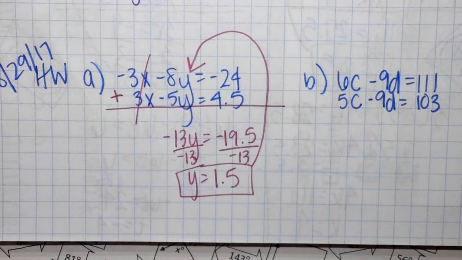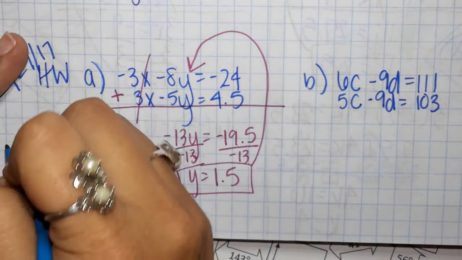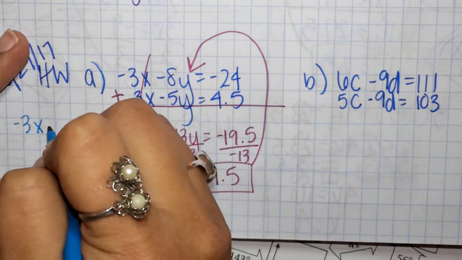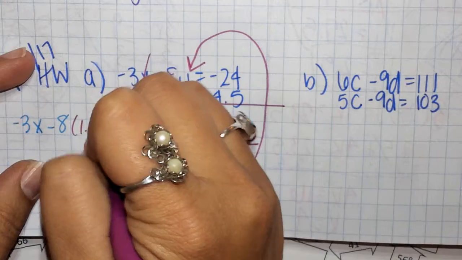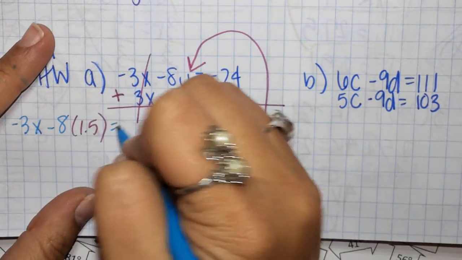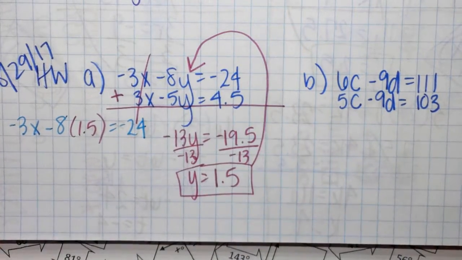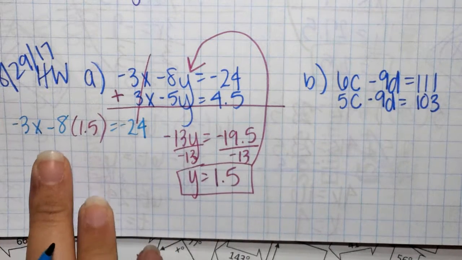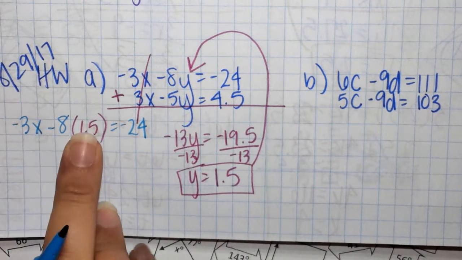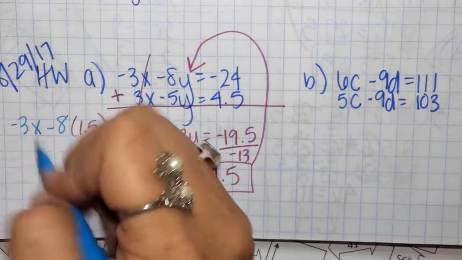All right, now does it matter if I plug it into the top or to the bottom? No, it doesn't. You should get the same answer. So we're going to have negative 3x minus 8 times 1.5 equals negative 24. Okay, does everybody see where we got this from? Yes. Okay, so now we do negative 8 times 1.5 and you get?